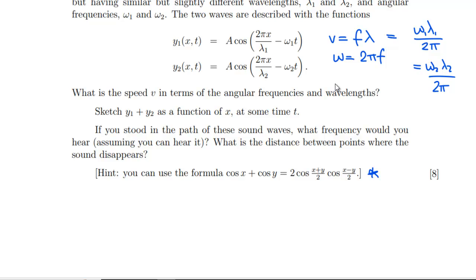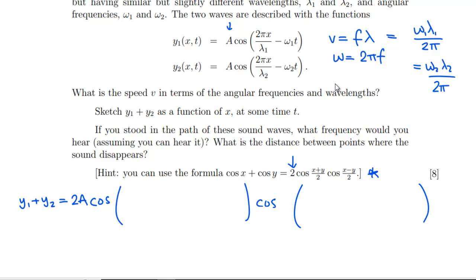So if we're adding up y1 and y2, let's go through this process of using this formula that they've given. This is going to take up a lot of space. So y1 plus y2. We've got a 2 here, and we've got a's at the front of each one, so we're going to have a 2a. And then we're going to have cos of something, which is going to be a bit of a mess. And then cos of something else, which is going to be a bit of a mess, but it will be very similar to the first mess. So that will make it easier.